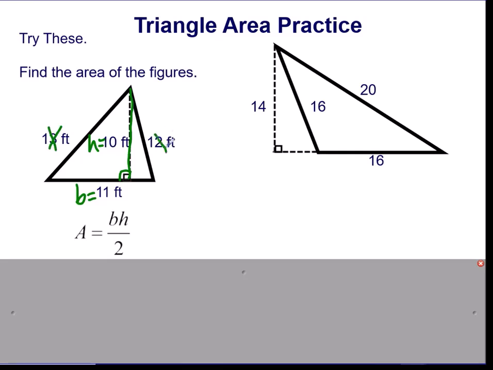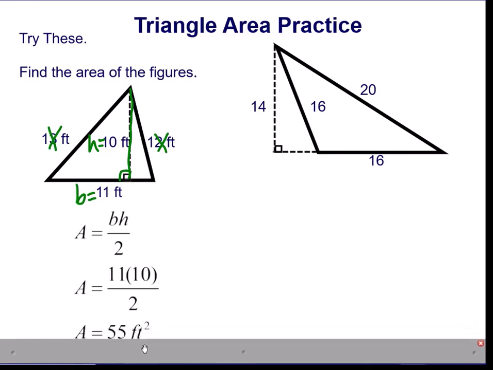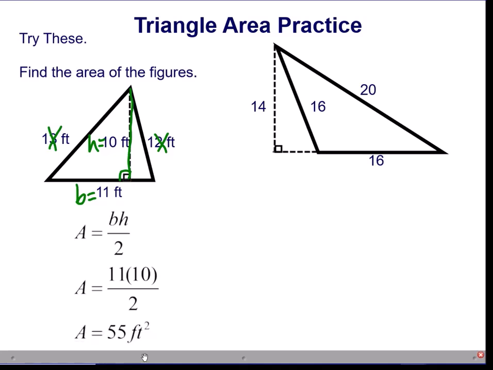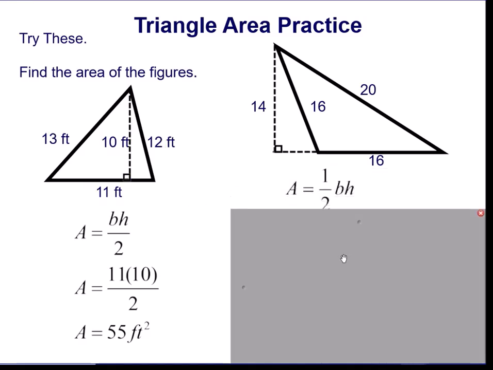These two measurements are not needed for this calculation. When I substitute in my base times my height, I get 11 times 10 divided by 2, and my answer is 55 feet squared.